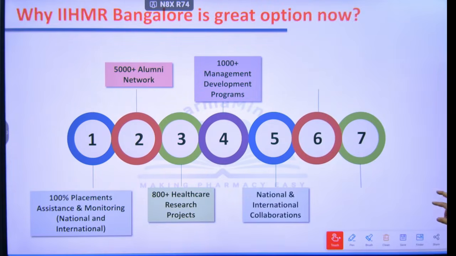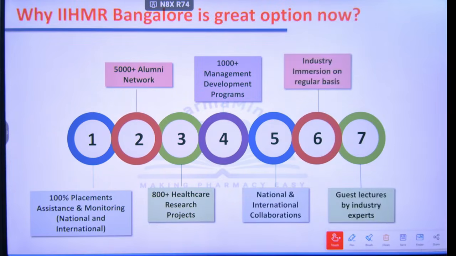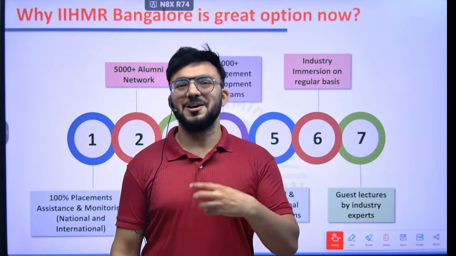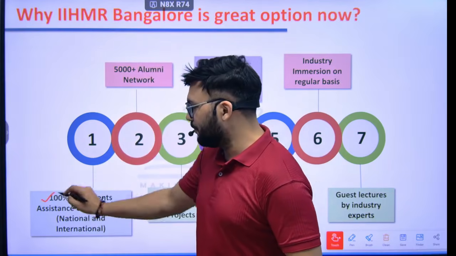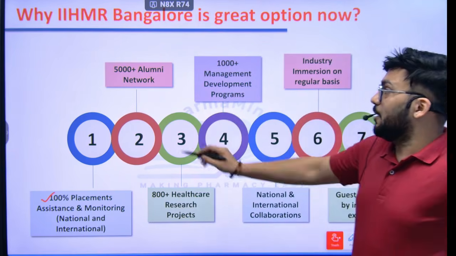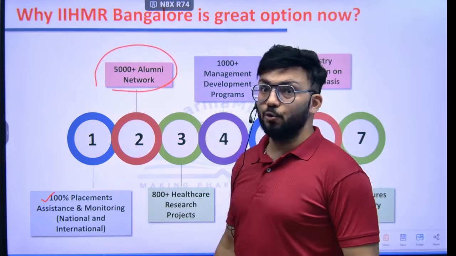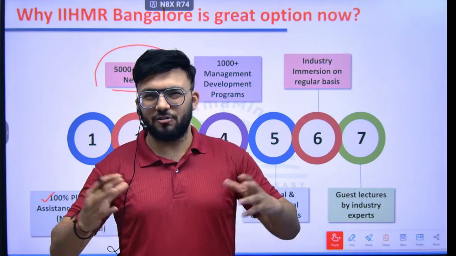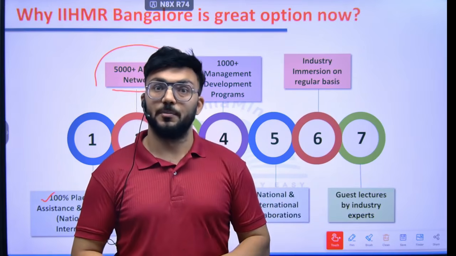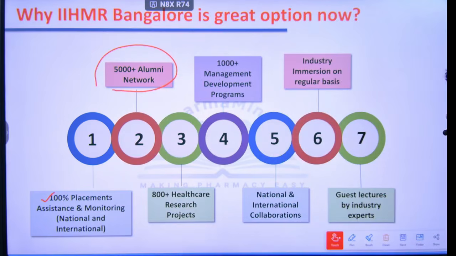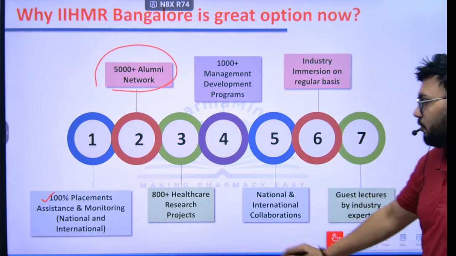So here are some very important reasons. 100% placements, because their batch size is low and they want to focus on quality. That's why they have 100% placement, national, and even students placed in international companies. An alumni network of over 5,000. That's more than sufficient, because a college or institution is always known by its alumni. When you have a connection like a 5,000-plus alumni network, you can understand the credibility and the success of the college.